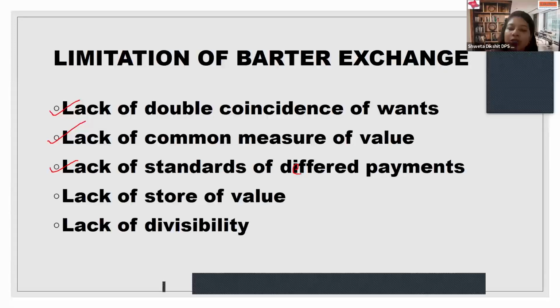Like if you want to exchange your crops or your other perishable goods with another good, you cannot ask the person that you will accept the payment or the other good after 20 years when you need it. Or you cannot ask them to store the value, which is the next point. You cannot ask them to store the value and pay you after years or months when you need them. Like today, for our urgent needs, for our future needs, for our future security, we store some money or we reserve some money.